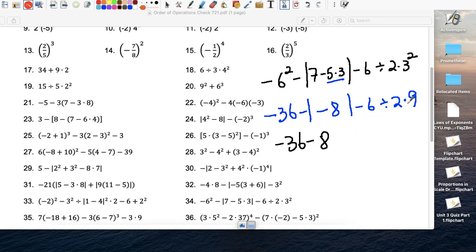And then over here, I'm going to take care of these. It's 6 divided by 2 times 9. 6 divided by 2 is 3, times 9 is 27. And that's what I end up having. Negative 36 minus 8. If you want to do this piece by piece, we get negative 44 minus 27. We get a total of negative 71.